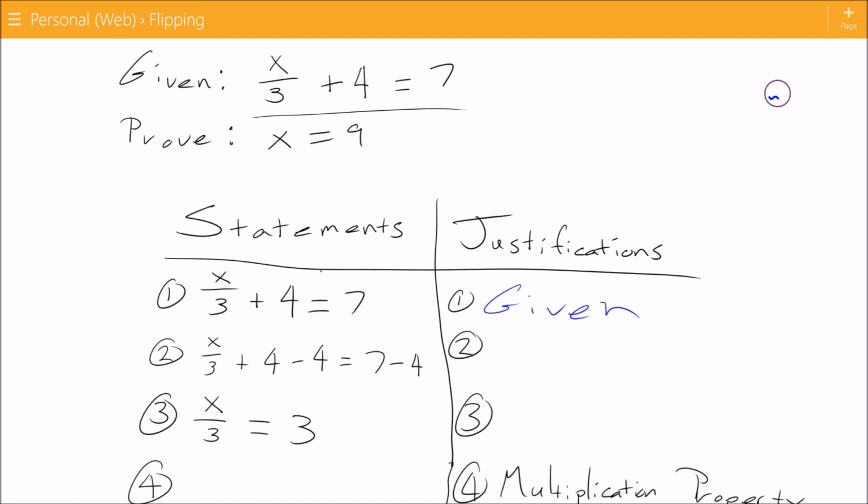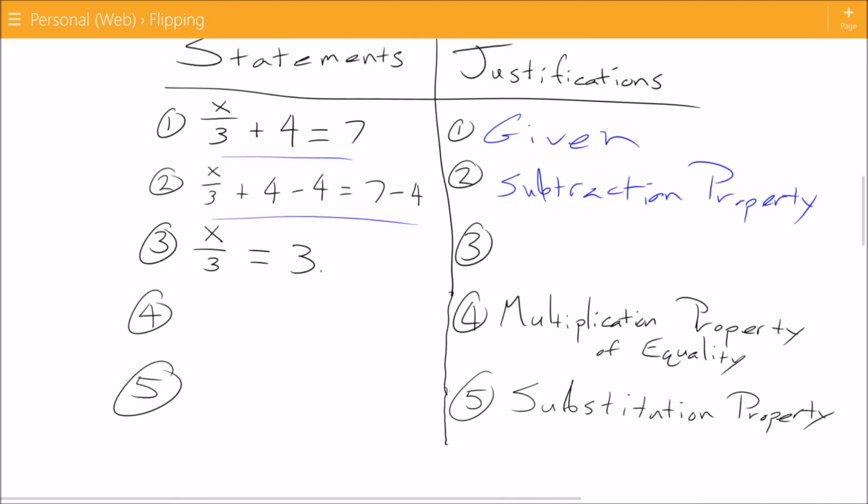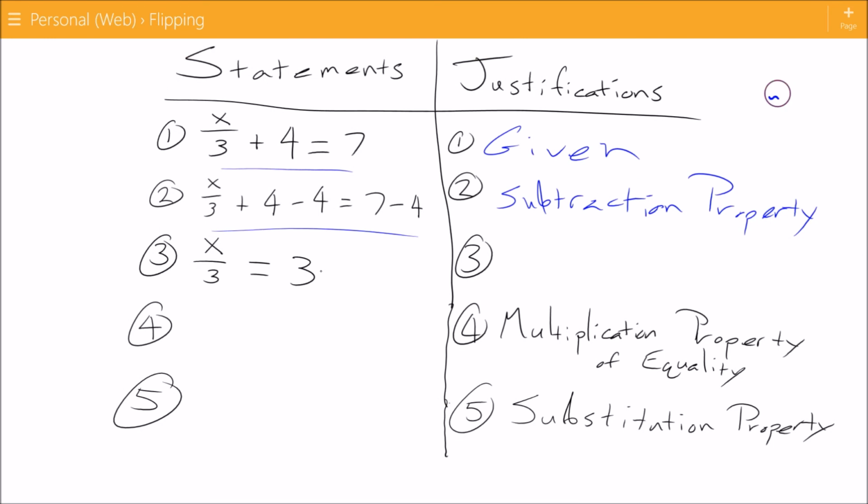Next step, x over 3 plus 4 minus 4 equals 7 minus 4. Which property do I use now to make this change from here to here? Subtraction property. Because I'm subtracting on both sides, and this is the rule that says that's okay. I can do that. Now I've got x over 3 equals 3.